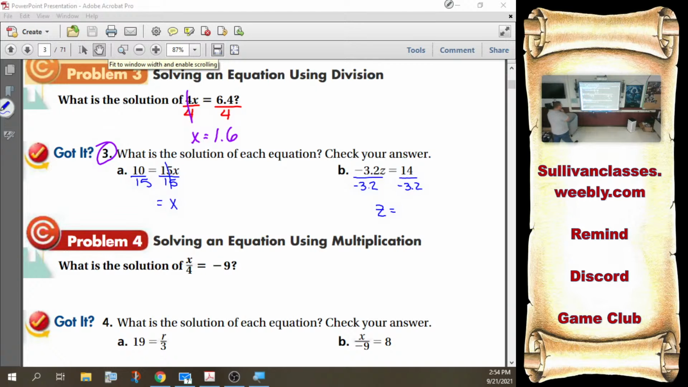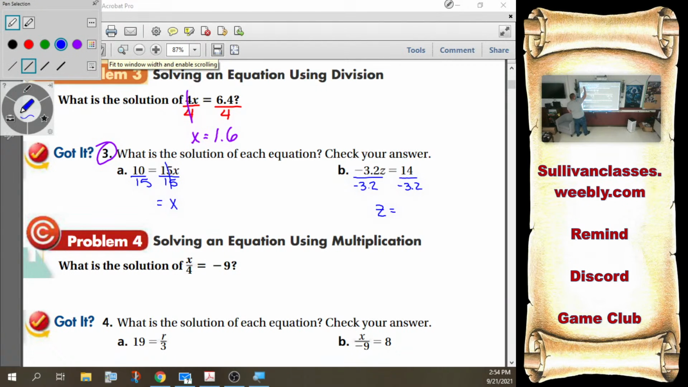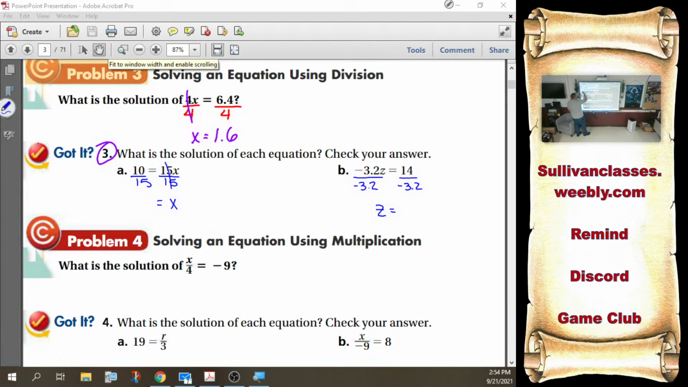I undo multiply with divide. 10 over 15. I don't see a decimal there, so I have to write my answer as a fraction. I will reduce it. What do 10 and 15 have in common? So, 10 divided by 5 is 2. 15 divided by 5 is 3.